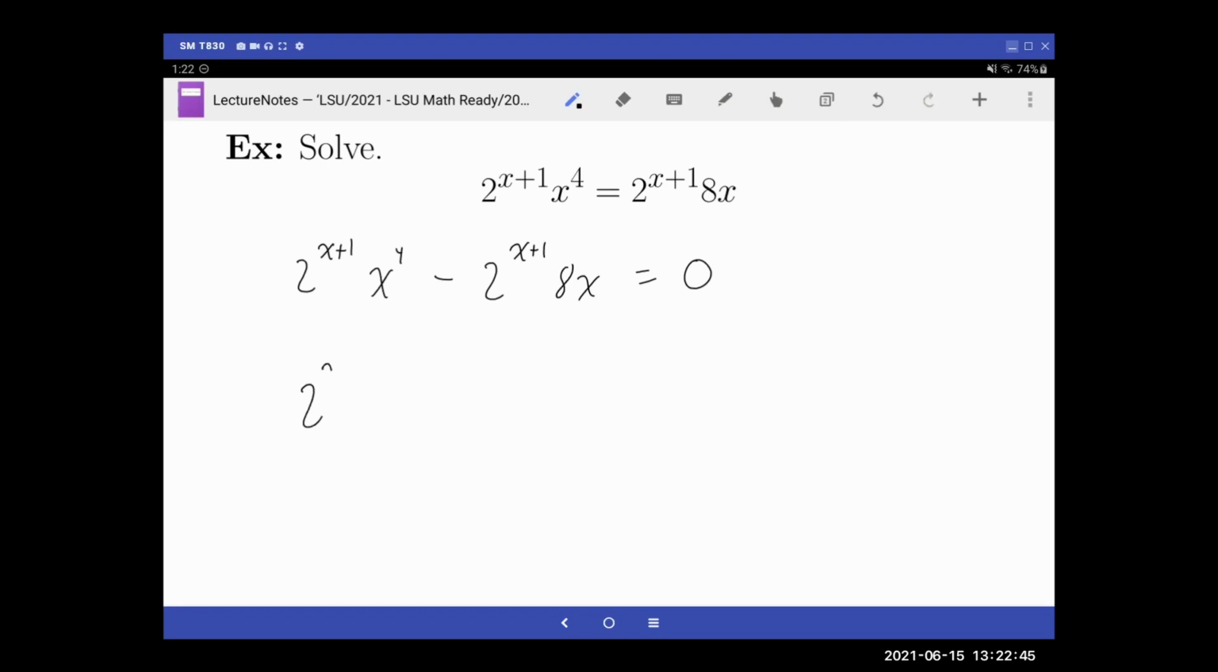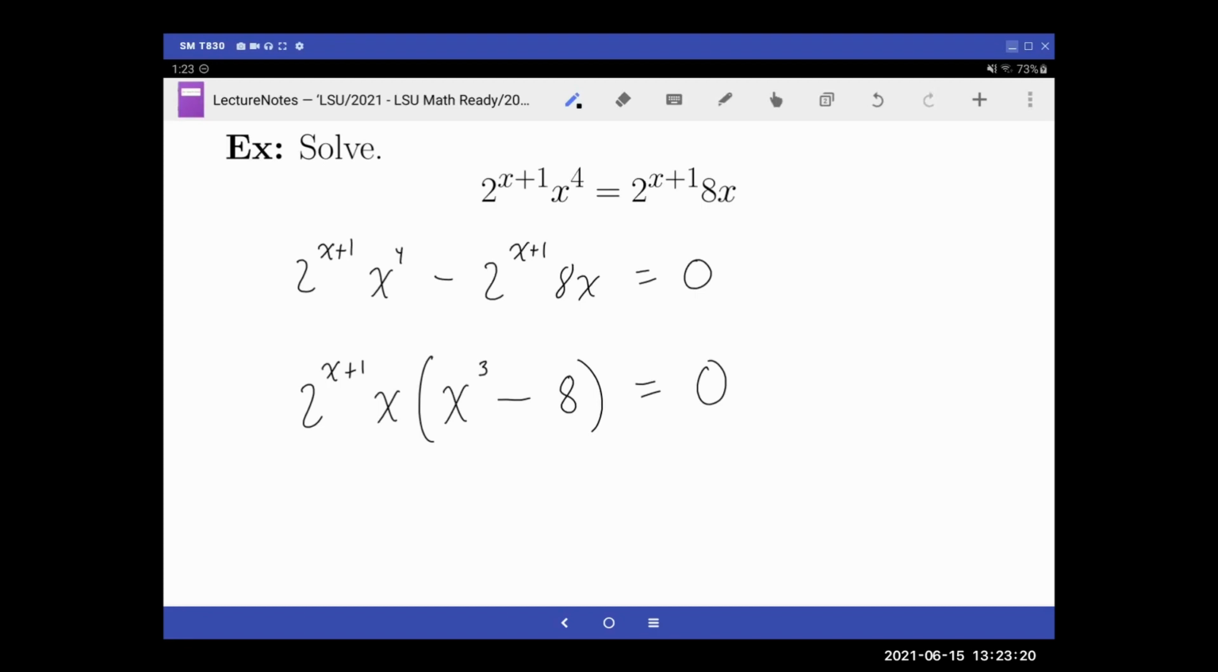I also see that this and this have a common factor, right? X to the fourth and X, they both have a shared X. So I'm going to go ahead and factor out an X as well. So if I took one of the X's away from here, I'm still left with 3 of them. This was taken away. This was taken away. I'm left with an 8. Okay. And then X cubed minus 8.